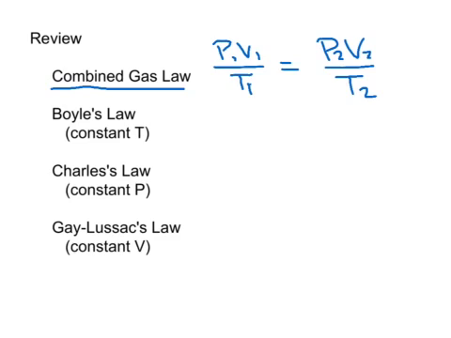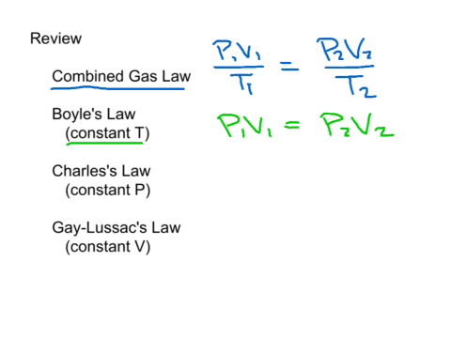Boyle's law now assumes that the temperature must be held constant, so we can rule out temperature from the combined gas law. What we have left is P1V1 equals P2V2. In other words, the pressure times the volume in the initial condition is going to equal the pressure times the volume in the new condition.